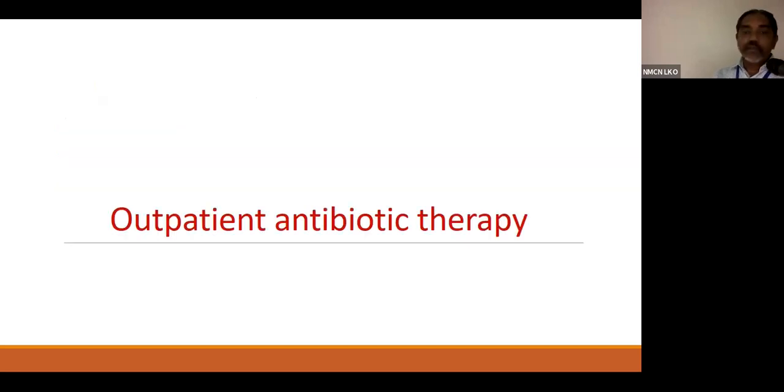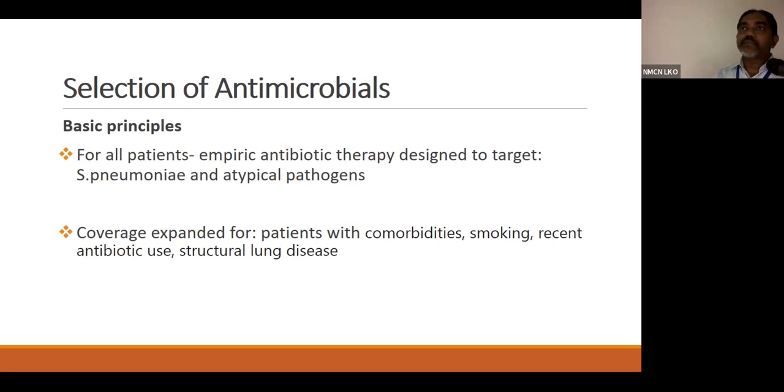5. So for outpatient antibiotic therapy, the basic principle is that for all community-acquired pneumonia patients, empiric antibiotic therapy should be designed to cover at least Streptococcus pneumoniae and atypical pathogens, and coverage should be expanded for patients with comorbidities, history of smoking, recent antibiotic use, and presence of structural lung disease.